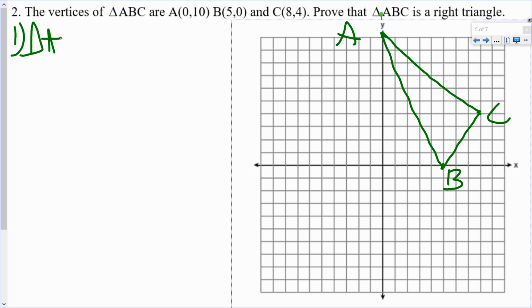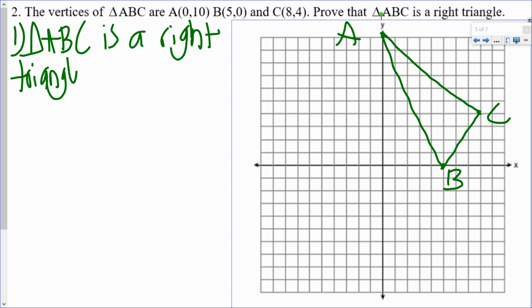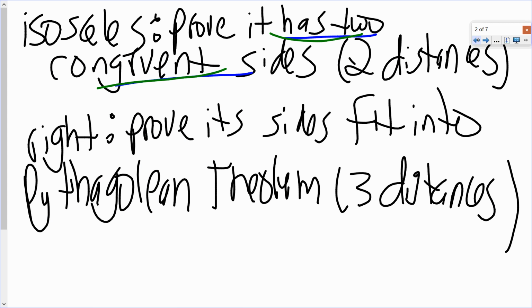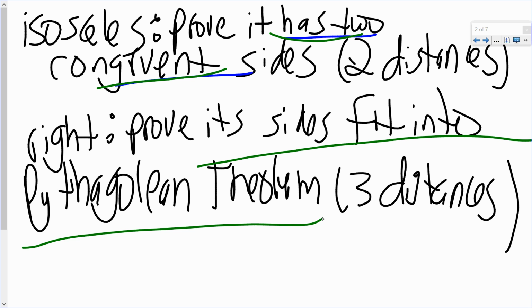Well, I start by saying triangle ABC is a right triangle because. We always start by stating what they want us to prove because. Go back to your list here. Have this written down. It's in the front of your packet, all of the how do you proves. But definitely have this in front of you and next to you when you're doing these, because its sides fit into Pythagorean theorem.